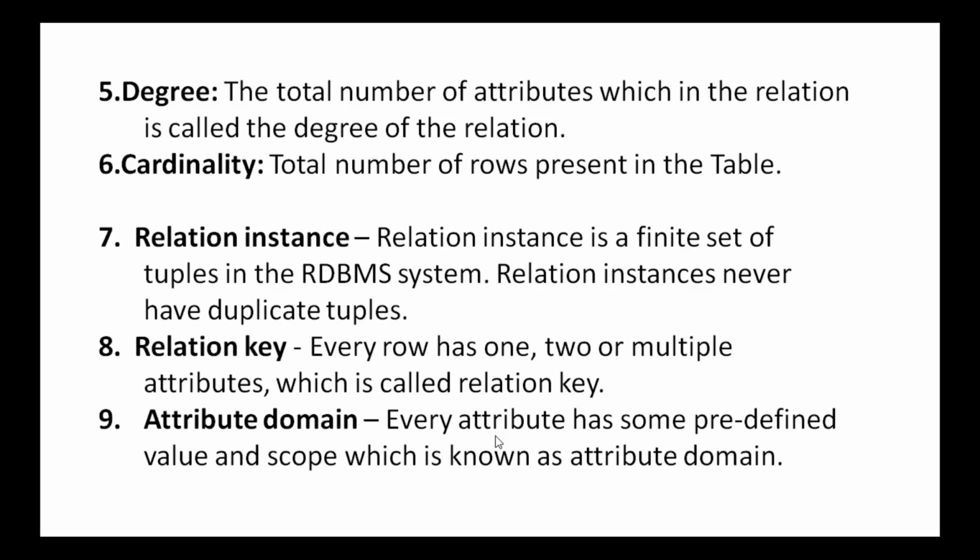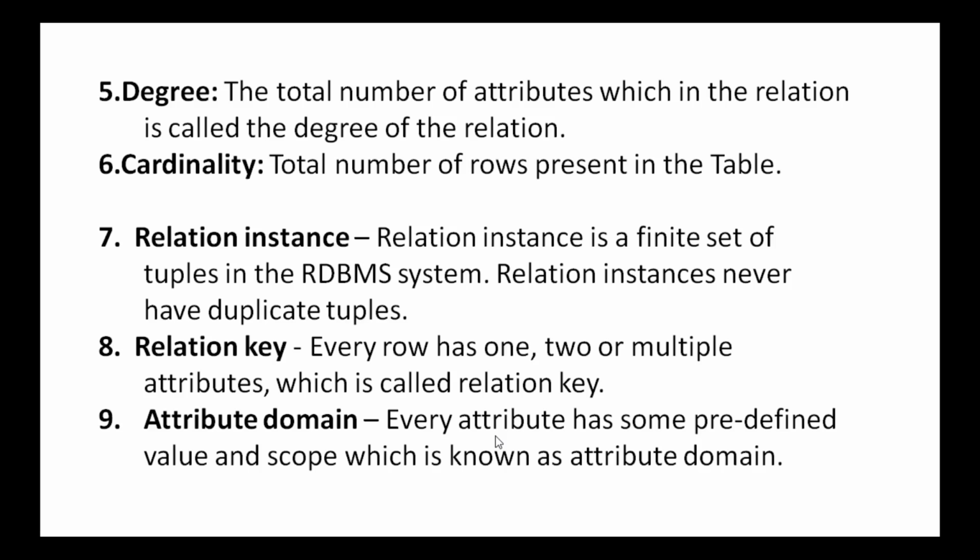And coming to relation key, every row has one or two or multiple attributes, which is called a relation key, which is used to establish a relation among tables. And coming to attribute domain, every attribute has some predefined values and scope, which is known as the attribute domain. Attribute domain means it contains a range of values.